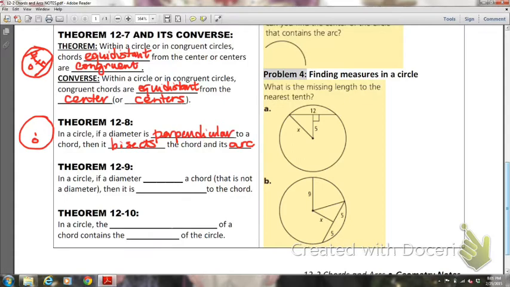So if a diameter is perpendicular to a chord, so we have a diameter, which is a chord that goes through the center of the circle. If the diameter is perpendicular to another chord, so we'll draw this other chord and it's perpendicular, then that means that it bisects that chord, so I'm going to put congruence markings on the chord, and it bisects the arc, so I'm going to put congruence markings on the arc as well. It bisects the chord and it bisects the arc.